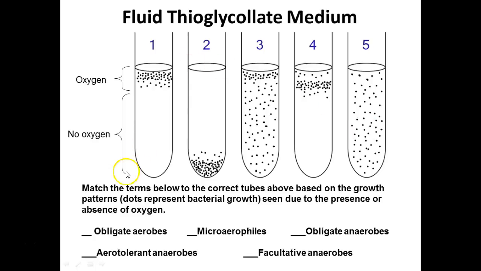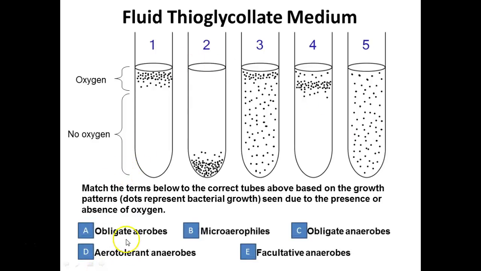So for this first one, let me put it this way, for A, which one is our obligate aerobe? 1, 2, 3, 4, or 5? Our obligate aerobe. So what do we know about them? They need oxygen, right? They have to have oxygen, and they only grow in the presence of oxygen. So that's number 1. Does everybody understand why the growth is just in the oxygen zone? Because it has to have it, and it can't grow without it. So it can't grow down here, right? Because there isn't any oxygen.